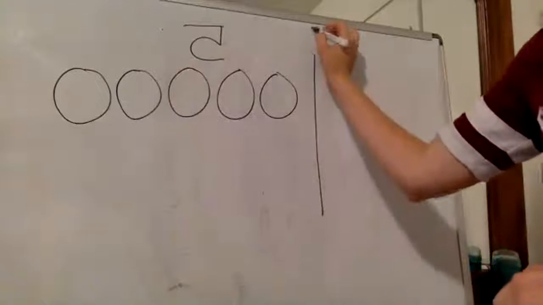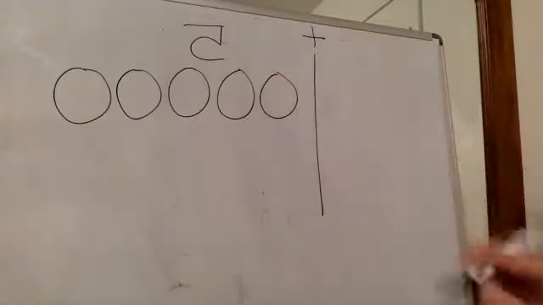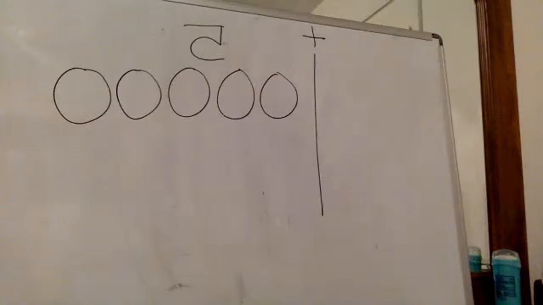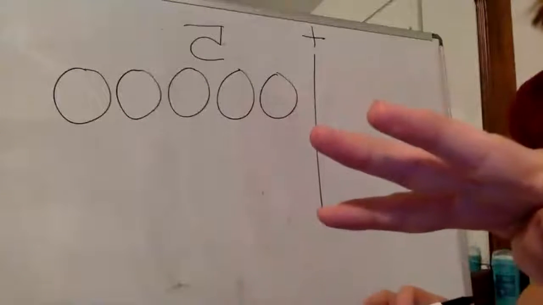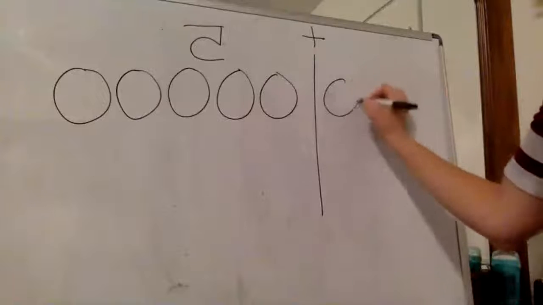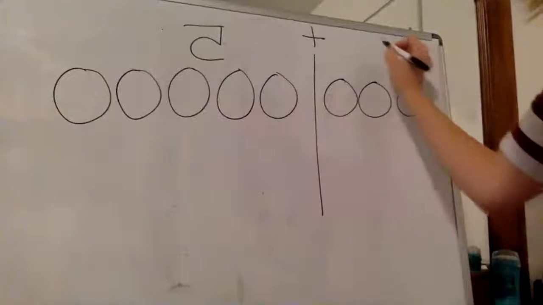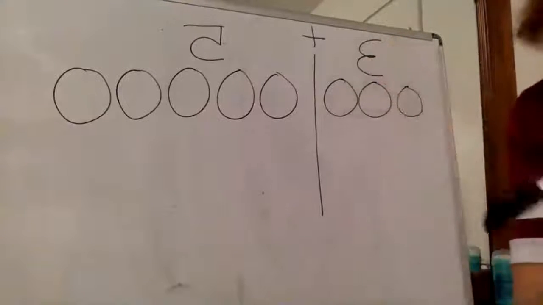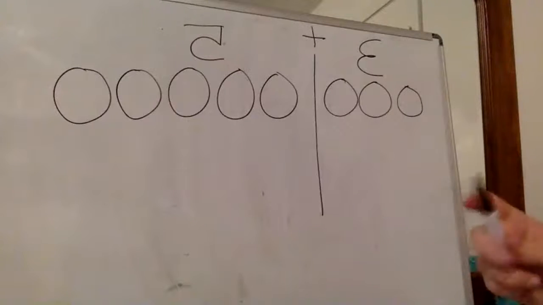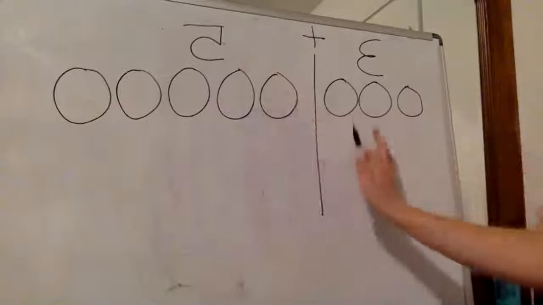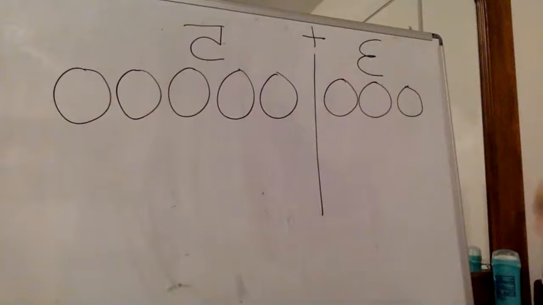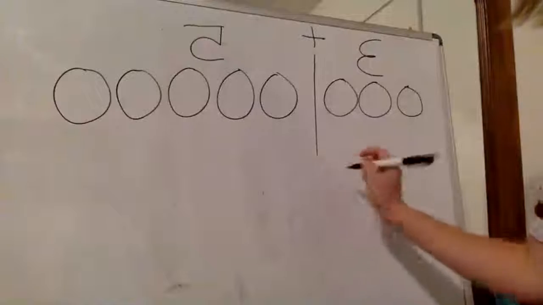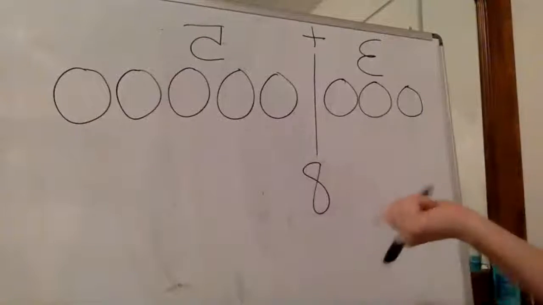Okay. Remember, this line means plus. Then let's find out what else. Then 3 more children come. So we have 5 children playing soccer. 3 more come and play. So 1, 2, 3. We're going to write 3 over here. Okay, so there are 5 children playing soccer, and then 3 more children come. Now 8 children are playing soccer.